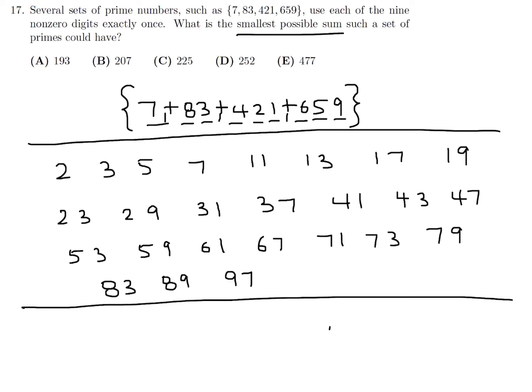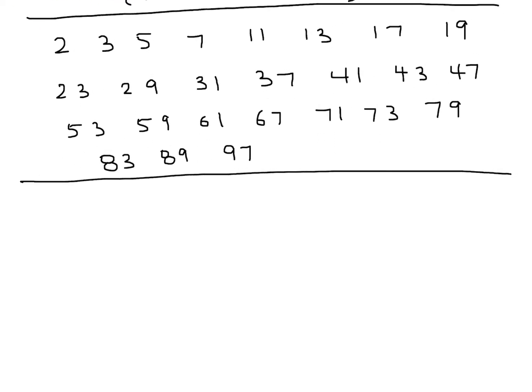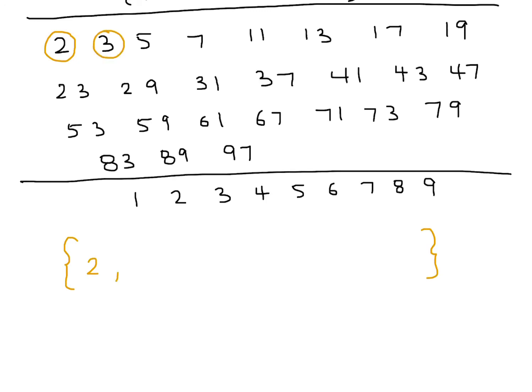So first I've got to use all the digits from 1 to 9, right? So let me write them out. That way I can circle them as I use them. Okay, so we've got 2 here. So let's use that one. We got 2. I'm making a set here. So I'm going to write my set brackets. Now let's use 3. Might as well. Let's use 5. So far I've used 2, 3, and 5 as the digits.